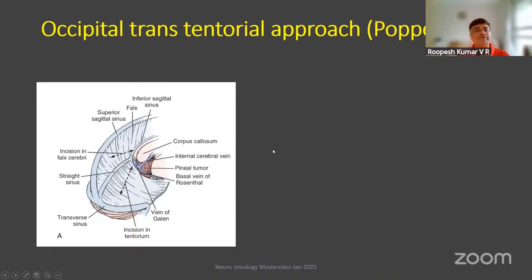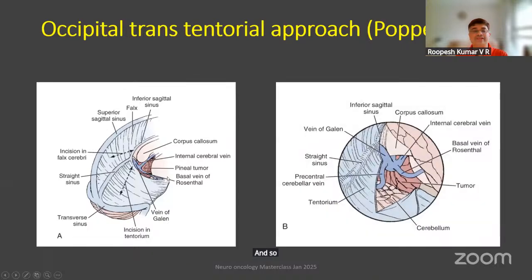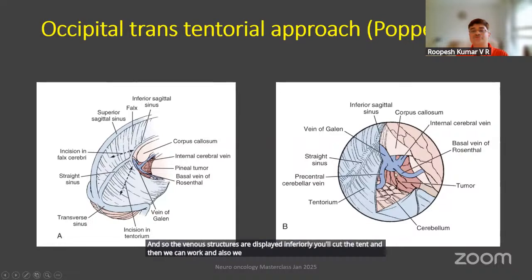Coming to this occipital transtentorial approach, which is a Poppen approach, and it is quite good. It is for tumors going more lateral instead of midline, and also if the venous structures are displaced inferiorly, we can cut the tent, and then we can work, and also we can have a very good approach, especially if it is a larger tumor with more supratentorial extension. This is going to be a very good approach.